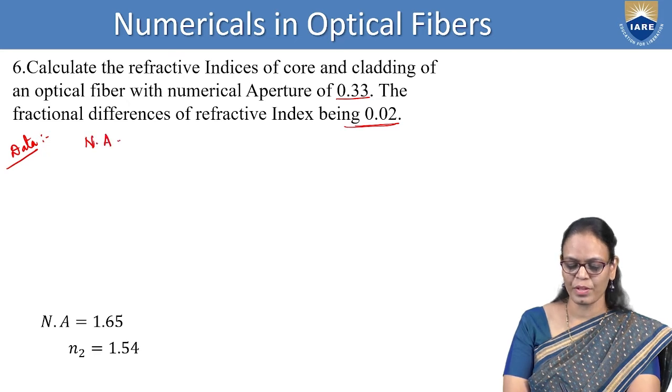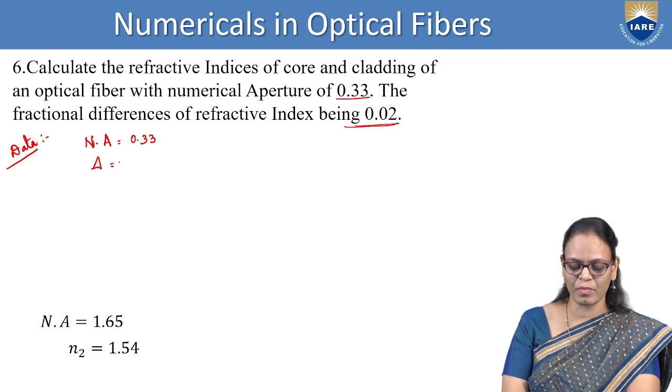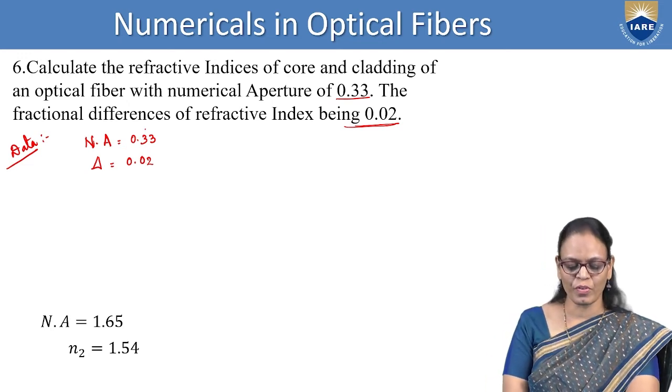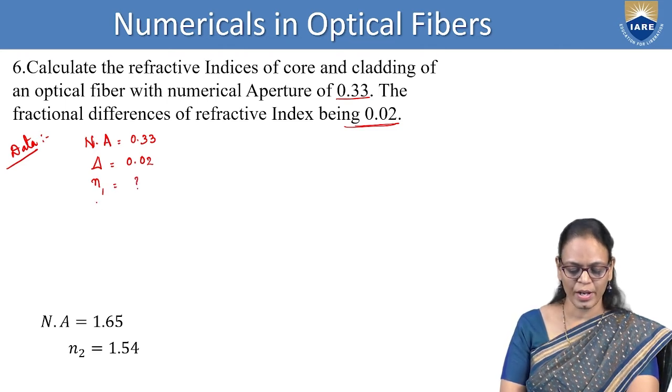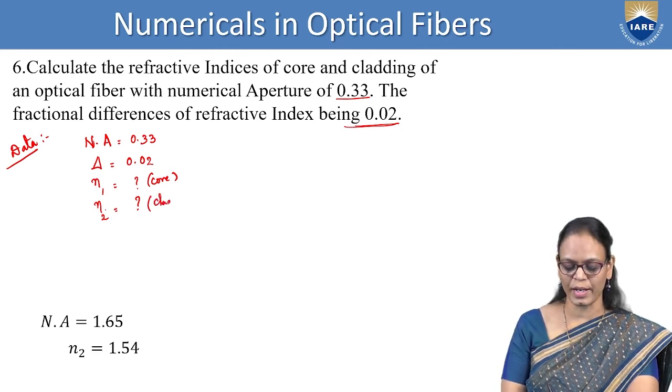NA is equal to 0.33 and delta is equal to 0.02. What we have to find is the refractive index of the core, and we also have to find the refractive index of the cladding. N1 for core, N2 for clad.